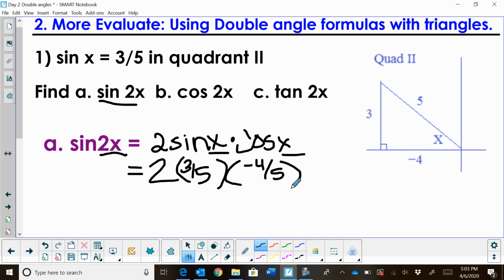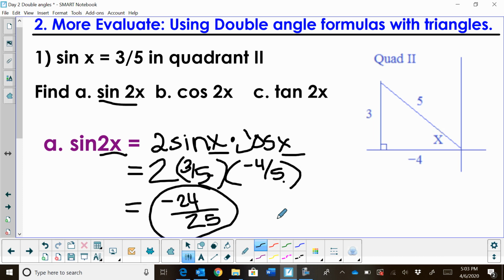So I have a 3/5 and a negative 4/5 as my two trig values. So now let's just multiply all these together. 2 times 3 is 6. 6 times negative 4 is negative 24. And then in our denominator, we just have 5 times 5. So there we go. It's negative 24/25 to evaluate the sine somewhere over here.